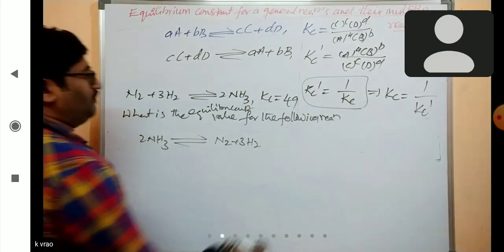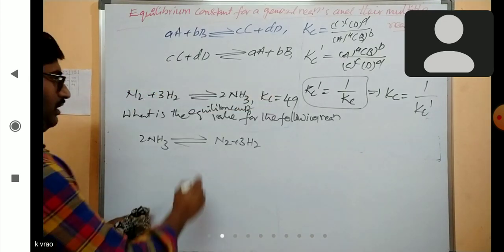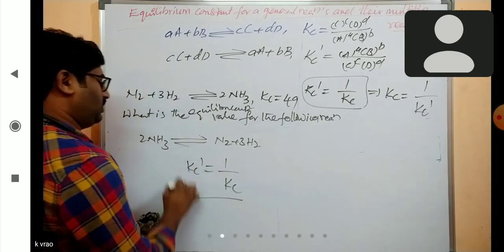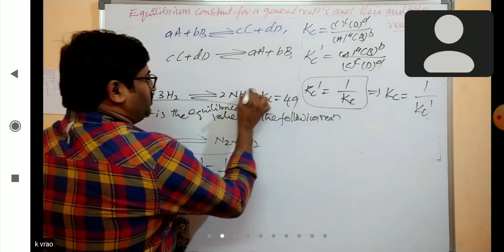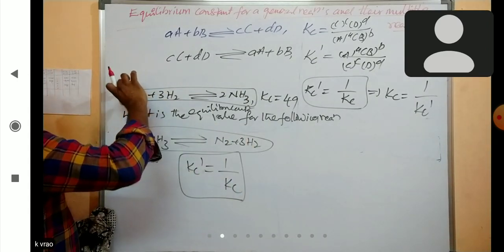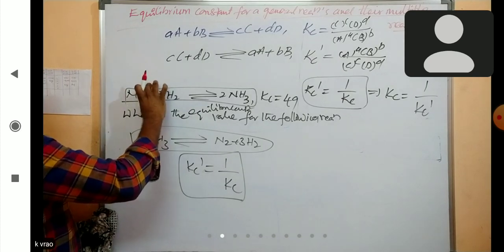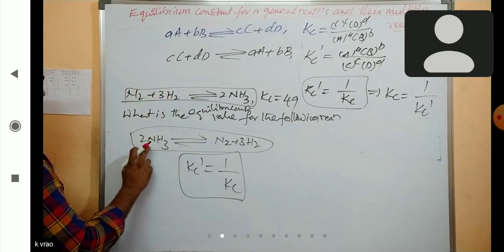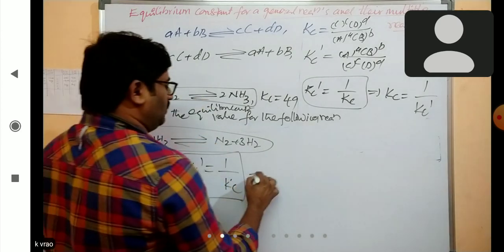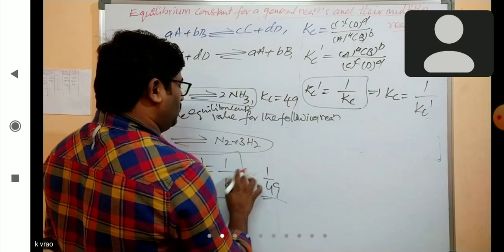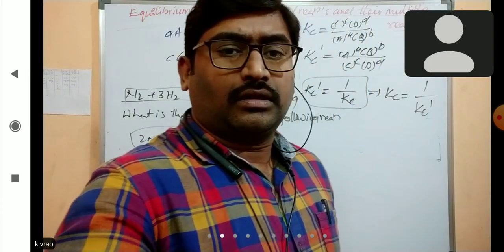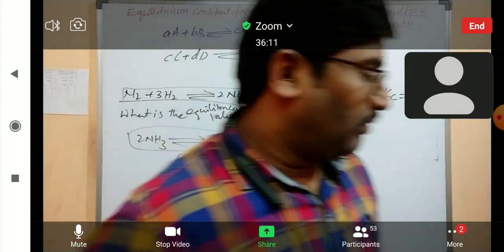Kc of this reaction is 49. Let us take this as Kc prime. Kc prime is equal to 1 by Kc. This is the reference equation, and this is our requirement equation. If I reverse the reference equation, I will get the requirement equation. So Kc prime is equal to 1 by Kc, that is equal to 1 by 49, is the answer. Is it clear to all? Right, one more example.